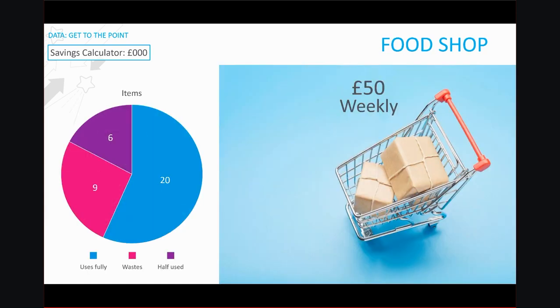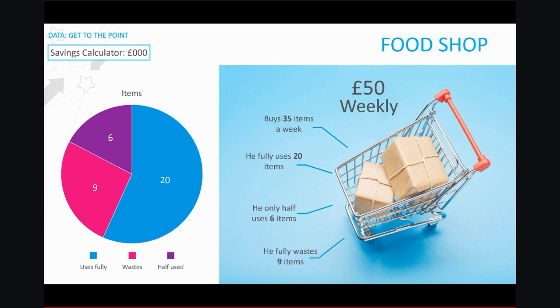So Kevin's first point of call after looking at his bar chart is his food shop. Kevin's weekly food shop costs him £50. He buys 35 items a week. He fully uses 20 of these items. He only half uses 6 of these items, and he fully wastes 9 of these items.